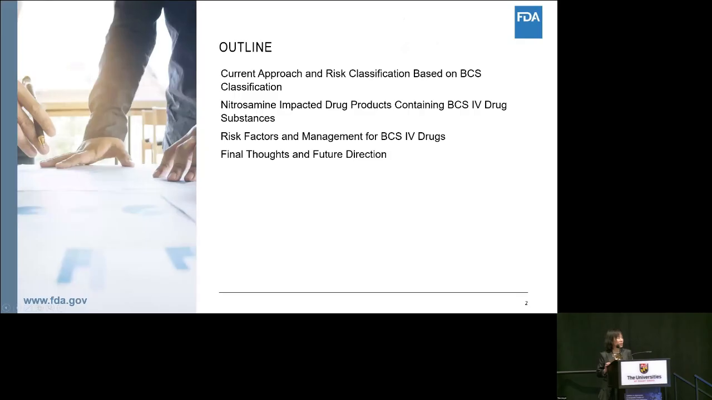So here is a quick outline. First, we are going to look at the current approach for BE assessment based on the BCS classification. Next, we are going to examine nitrosamine impacted products across different BCS classifications. Then we are going to have an in-depth look at BCS class 4 drug products. And finally, some thoughts about future directions.